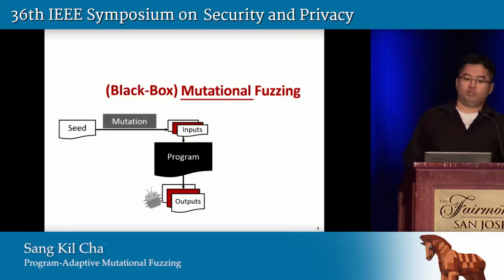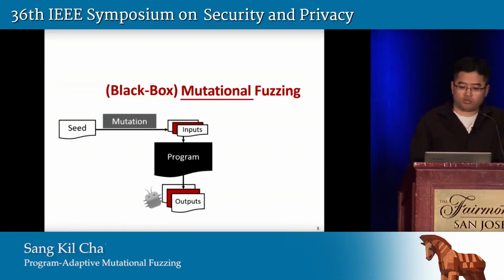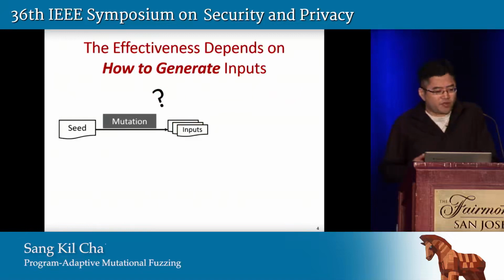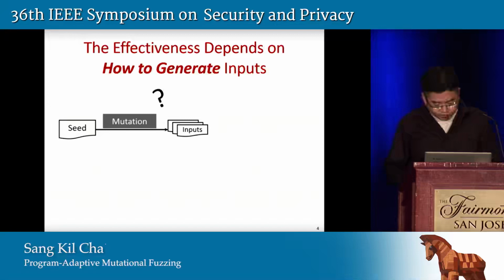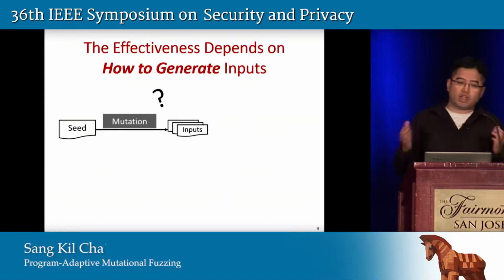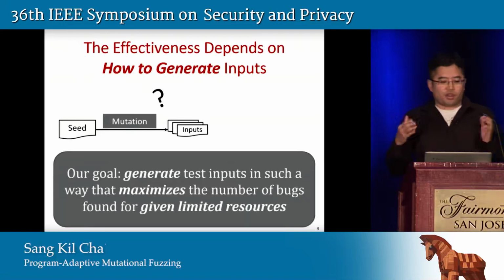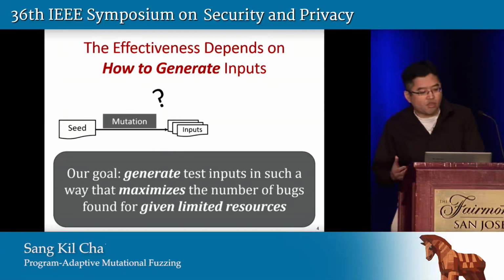We say mutational fuzzing because we generate test inputs by mutating a given seed, which is typically a well-structured input. As you can imagine, the effectiveness of fuzzing largely depends on how we generate those test inputs, because some inputs may trigger lots of software bugs, whereas some other inputs may not. Therefore, in this project, our goal is to generate test inputs from a seed in such a way that maximizes the number of bugs found for a given limited resources.